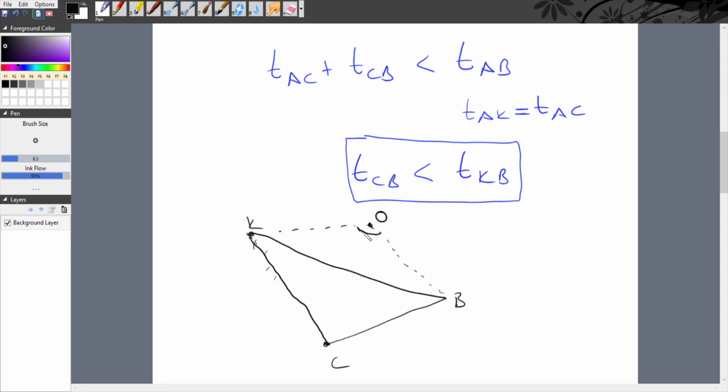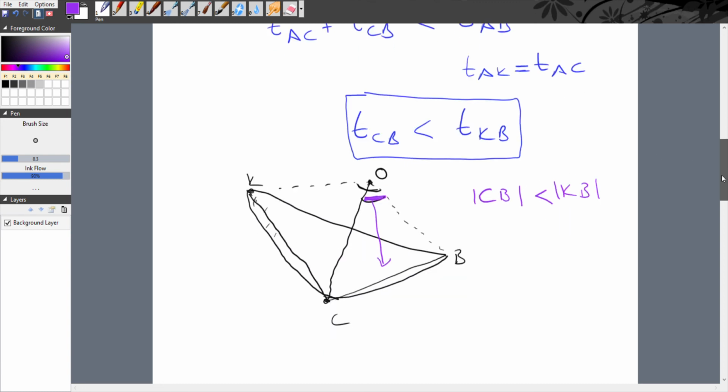This angle sees K and B, and it shows us a bigger arc. But on the other hand, this smaller angle, let me write it in another color, shows this side, which is apparently smaller than KB. So we can say the length of CB is smaller than KB. But is it enough for us to prove that TCB is smaller than TKB? No. We just have to know, or at least predict, the velocities.